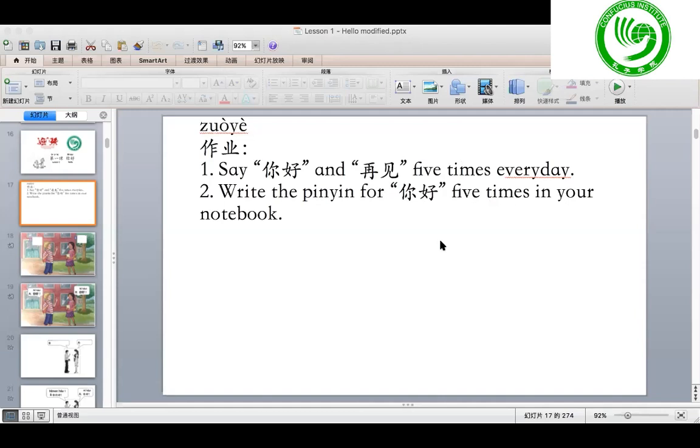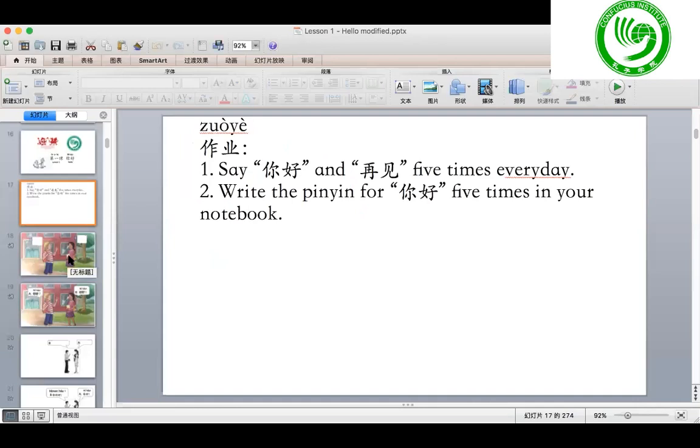Could you please open your notebook? And let us check it together. How to write the pinyin for 你好. 你好. Okay, have you done this correctly? Could you please mark it by yourself? 很好. Very good.